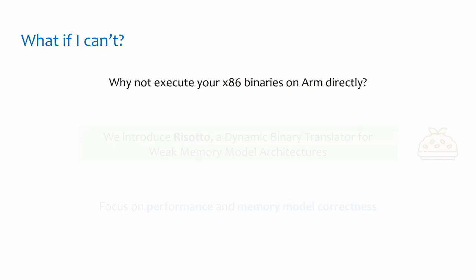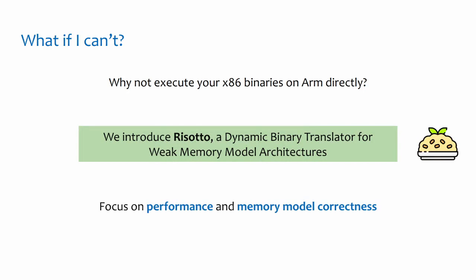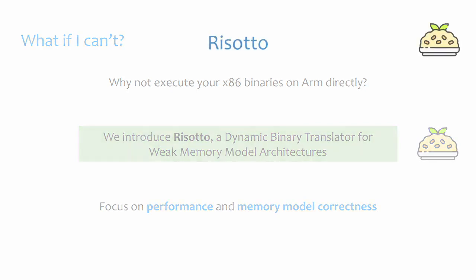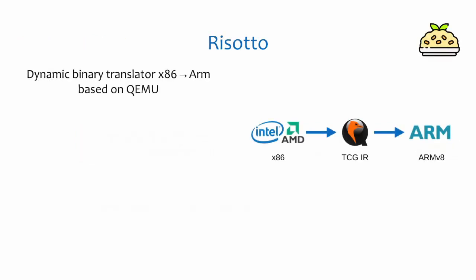To this end, we introduced Risotto, a dynamic binary translator for weak memory model architectures with a focus on performance and correctness of the memory model. Risotto is a dynamic binary translator that emulates x86 binaries on ARM v8 processors based on the widely used QEMU emulator. Risotto introduces new memory mapping schemes that precisely replicate the strong x86 memory model on the weakly ordered ARM architecture. In addition to the implementation of these mappings, we formally prove their correctness.